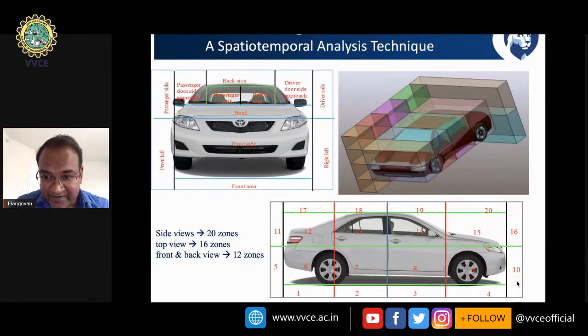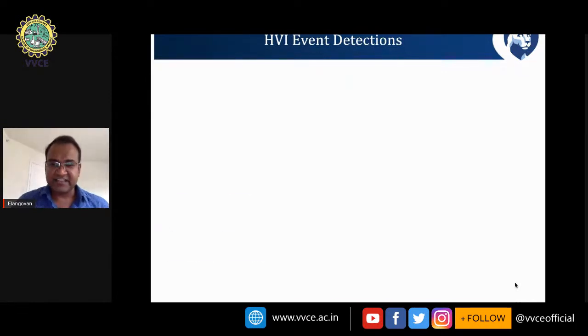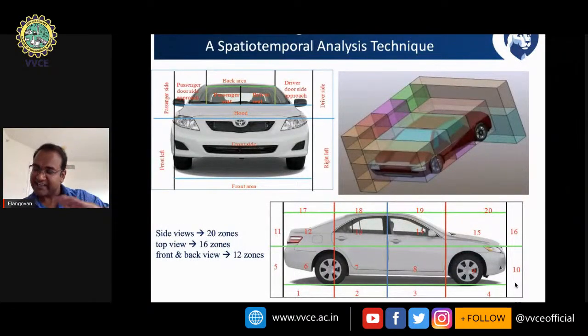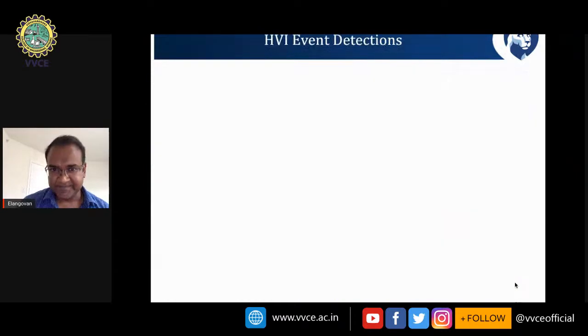If I find a person standing in this zone 16 and 10, I can say that the person is standing in front of me. Okay? So that's how we detect the whereabouts of the person with respect to the vehicle, by zoning the vehicle given the image. Okay? So we can zone in different views. We can zone the vehicle in a side view, or in the top view, or in the front view, or in the back view, and so on.